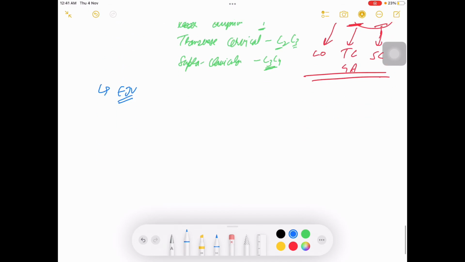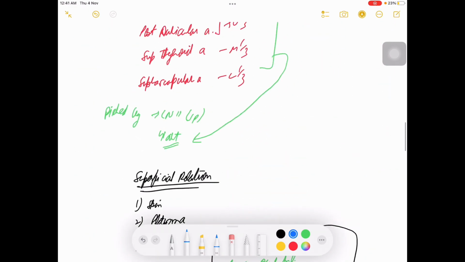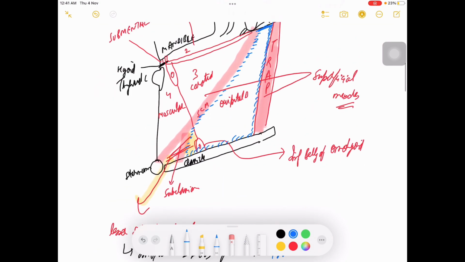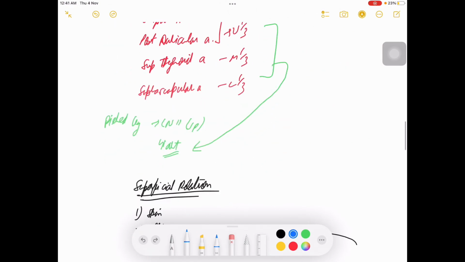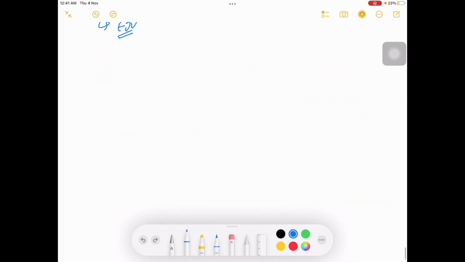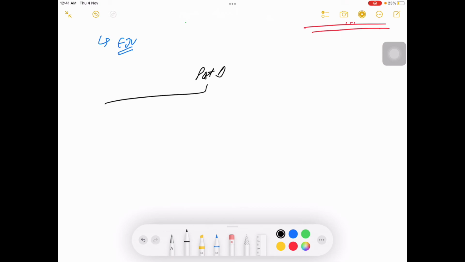Now I have already told in the diagram that the posterior triangle is divided into two, occipital triangle and subclavian triangle, by the inferior belly of the omohyoid, this part. Okay, so now we need to know the contents of both the triangles, the occipital triangle and the subclavian triangle.